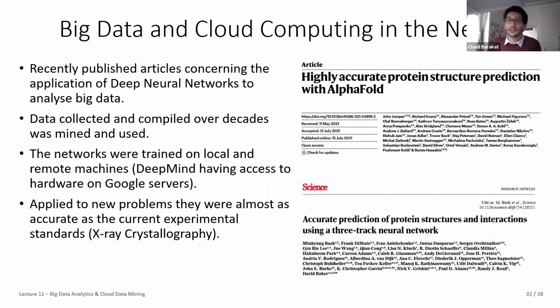And from there, we get to the most recent news that we had. I don't know if you've been aware of this, but there have been 2 articles published, both on the same day, the 15th of July, where deep learning algorithms were applied to solve a problem that has bugged scientists for at least 2 decades.